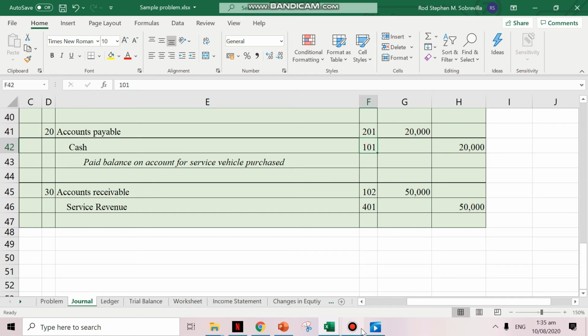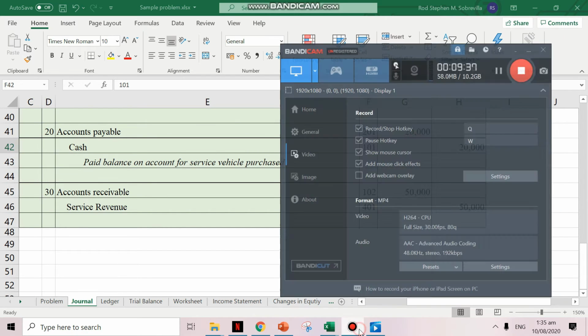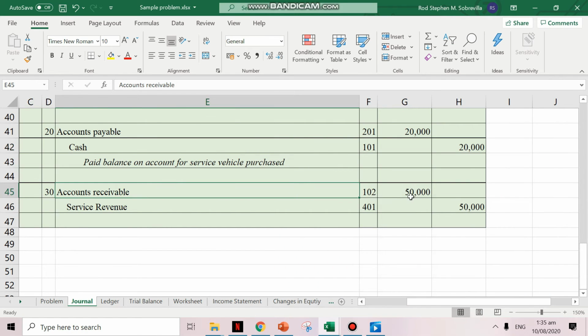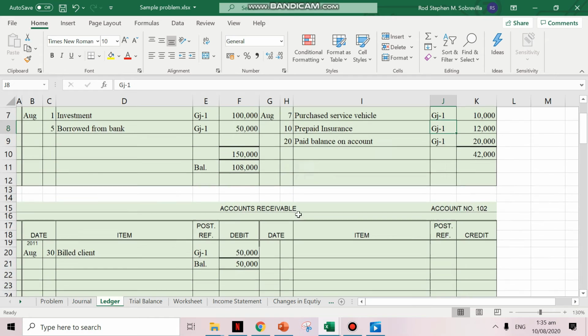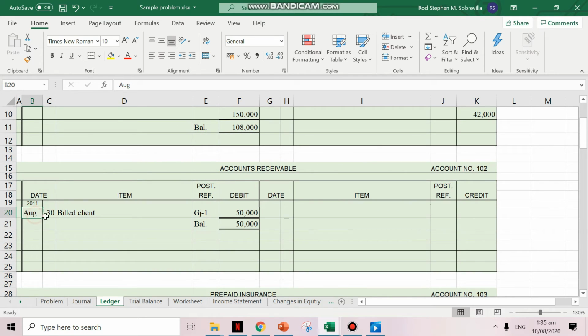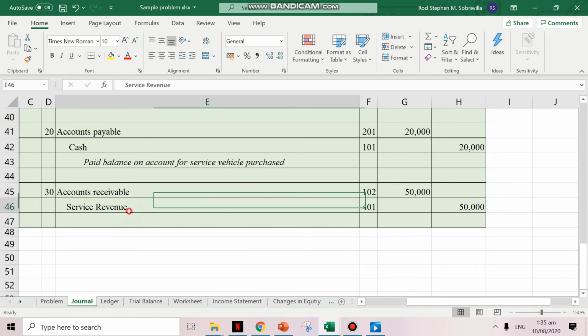And then, last one, accounts receivable, 50,000, debit. So, accounts receivable is year, month, date, simple explanation, debit 50,000, and then, kung saan galing, kunin ang account number, and then i-post. Same goes for the revenue.